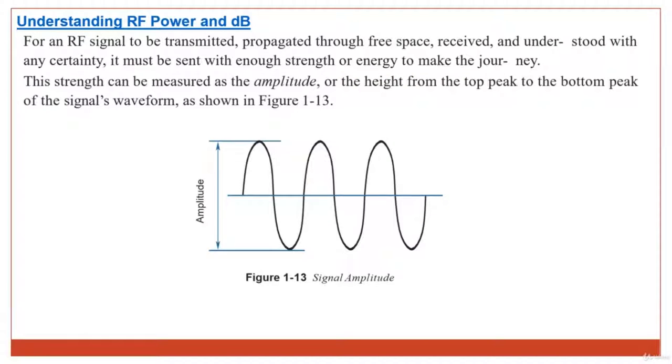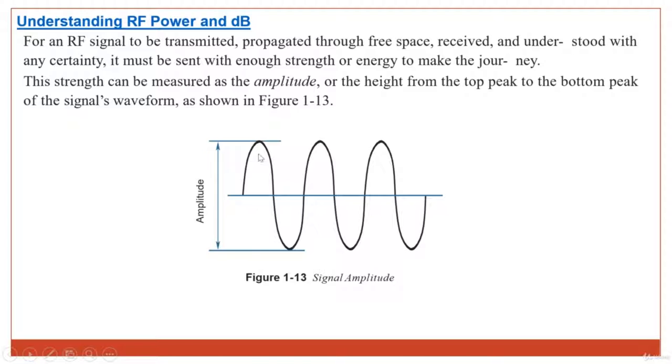Likewise, how are we going to measure the power? Here you can see RF power, and that is in dB, decibel. If you see the diagram, you'll find that the power, or this amplitude, is defined in between two peaks: one in the positive direction, for example, and one in the negative direction.